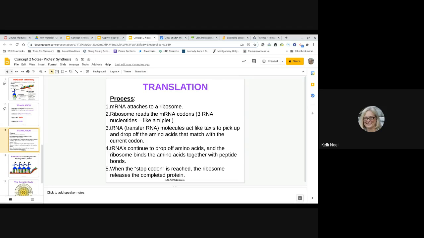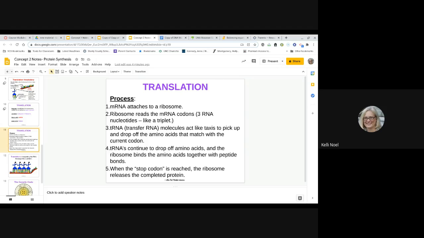5, when the stop codon is reached, the ribosome releases the completed protein. Now, I guess it was back in the 90s when they actually decoded our genetic code.